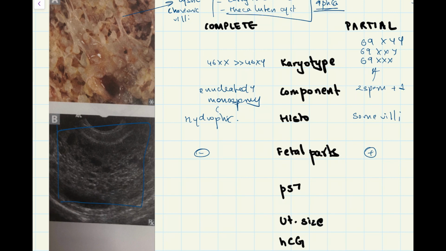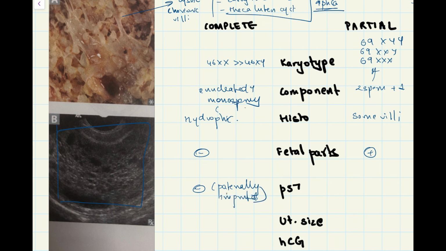While performing staining for P57 protein, it will be absent in the complete mole because it is paternally imprinted, and here we studied that there was duplication of the paternal chromosome as a single sperm was involved, while P57 staining will be positive as it is maternally expressed in a partial mole. You can remember that P57 is positive for partial mole, PP. Then uterine size will be increased in both. Beta HCG will again be increased in both, but the rise would be more in complete as compared to the partial mole.